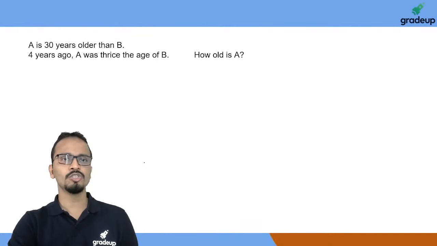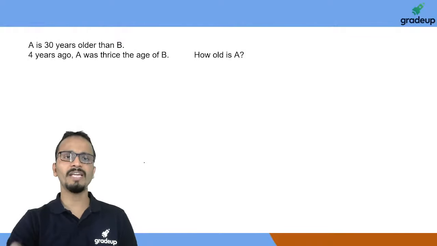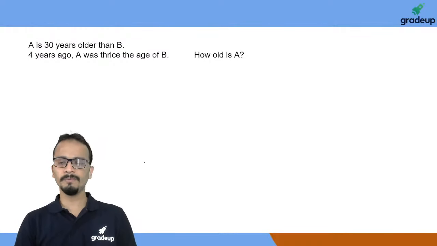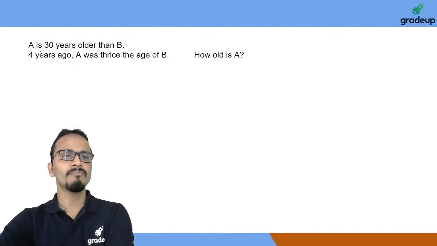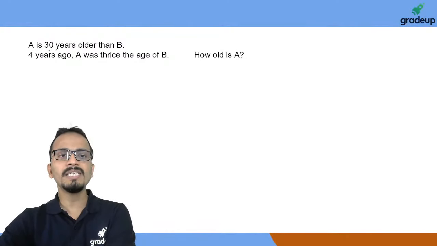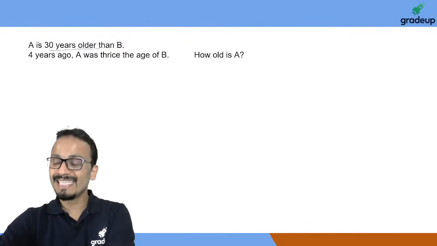Question number 1, the basic question which is based on finding the ages of two people. Let's have a look at this one. The question says that A is 30 years older than B. Now focus on the tenses here.